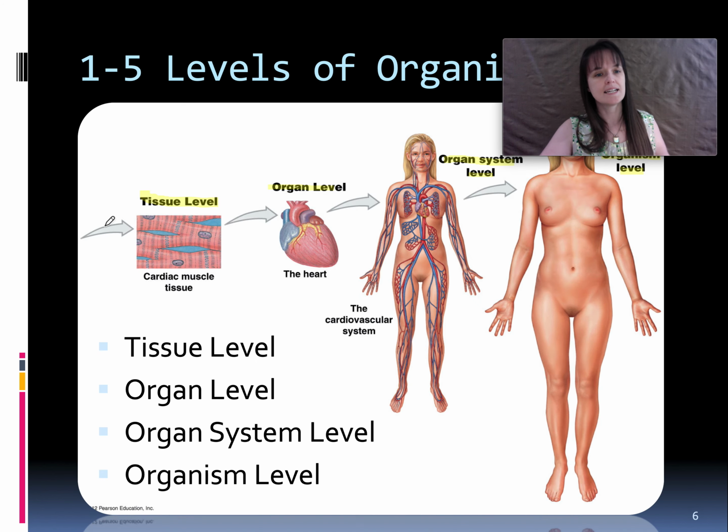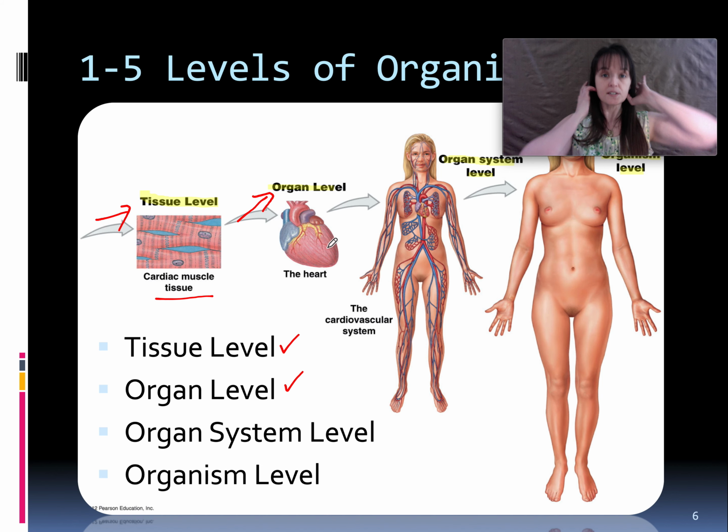And then the cells work together to make tissues, the tissue level of organization. Here's your cardiac muscle tissue. Tissue is a bunch of cells and cell products working together. And then the tissue works together to make organs. This is the organ level of organization.